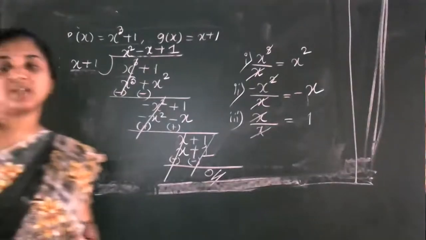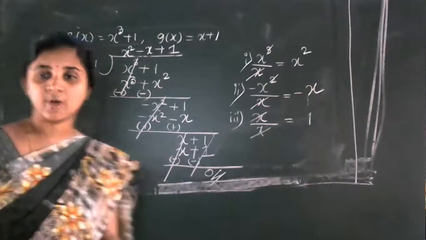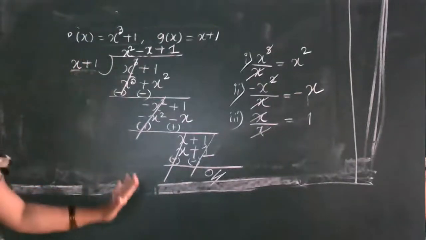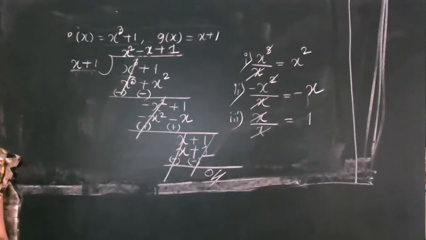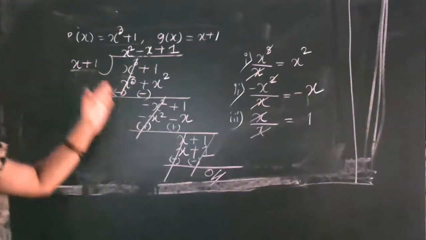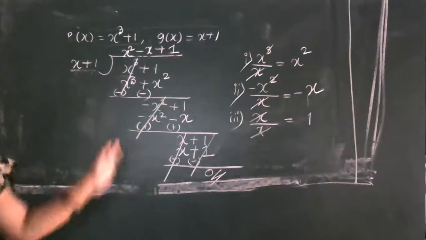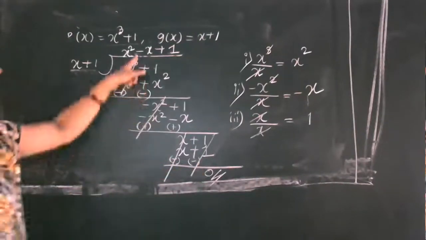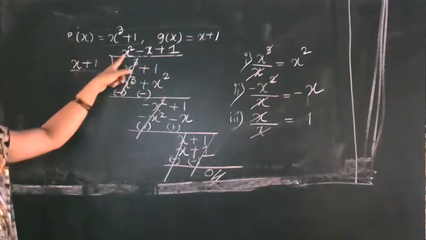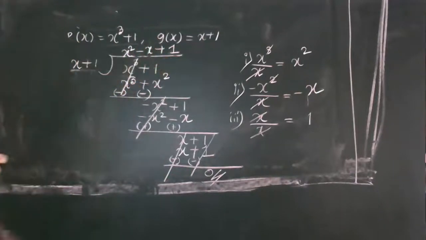Got the clear picture of the remainder in division of polynomials by long division now? Look at the board. Better you watch yesterday's video and recall these steps of division of polynomials. Now we got the remainder 0, and we got the quotient also. What is the quotient here? x square minus x plus 1 is the quotient.